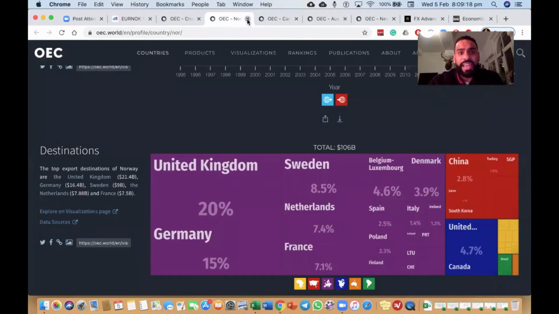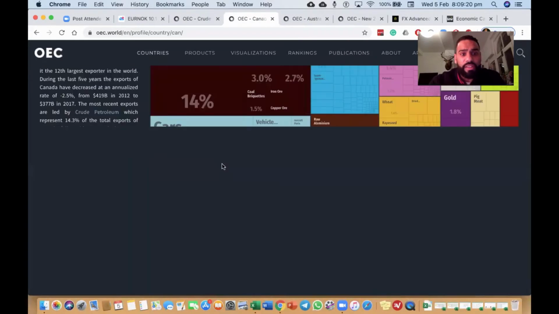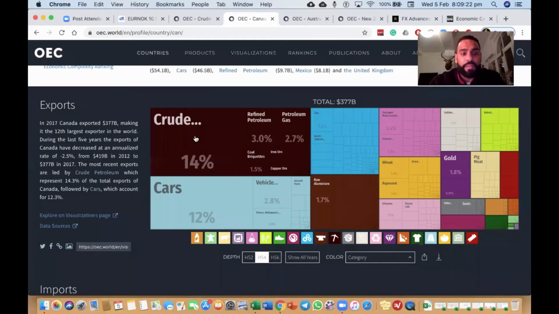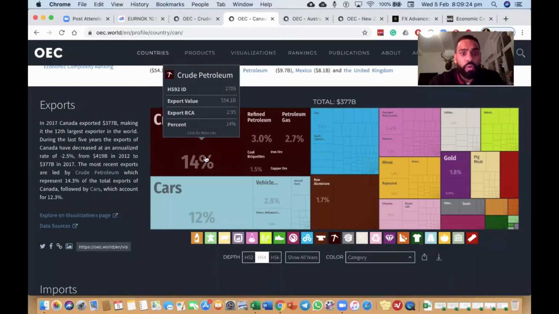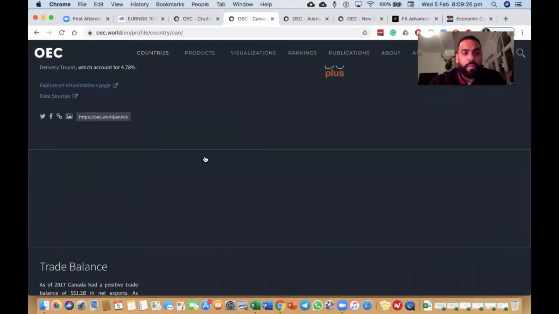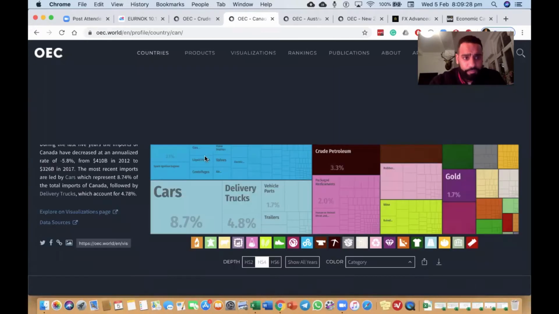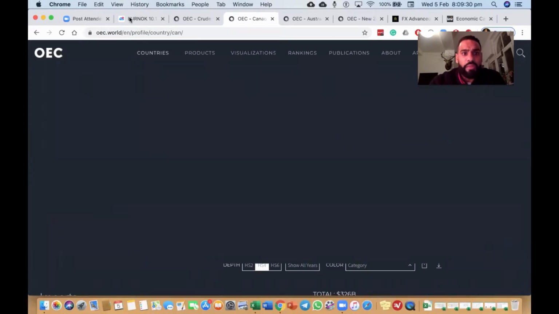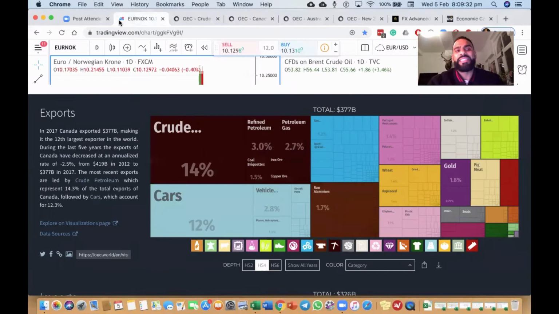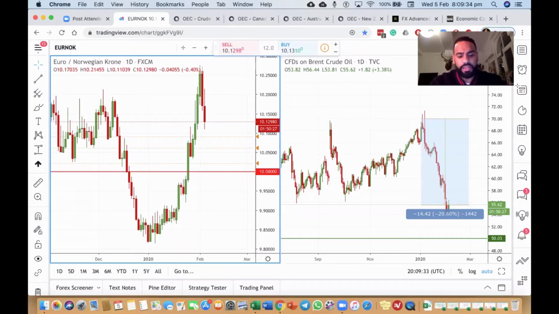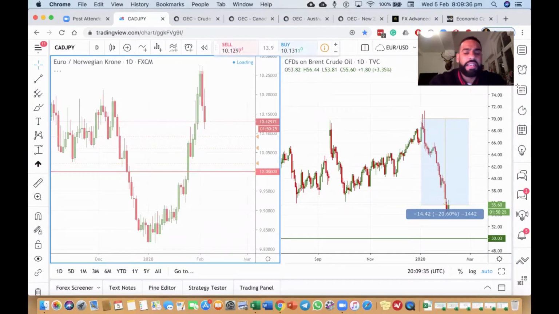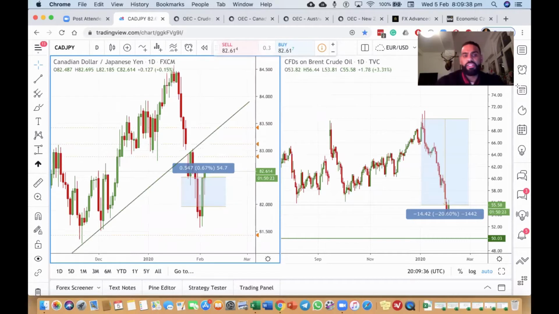And then again, if you look at Canada, again a commodity currency, 14% of its major exports is oil. So you can see that's a big proportion of their exports. So clearly, if we look at the oil market, we see exactly the same situation playing out. Let's have a look at the Canadian dollar, for example, against the Japanese yen.